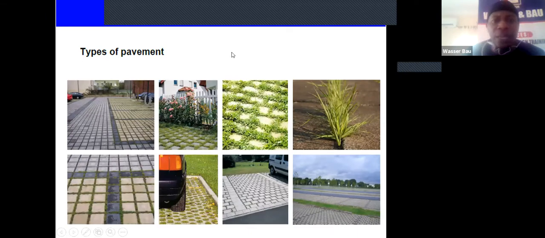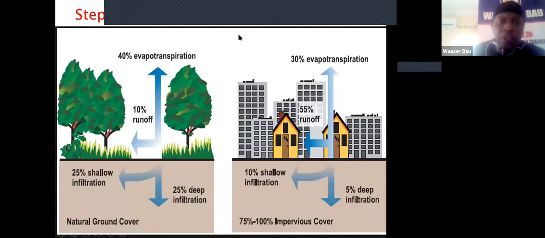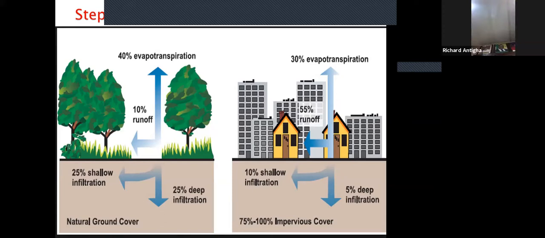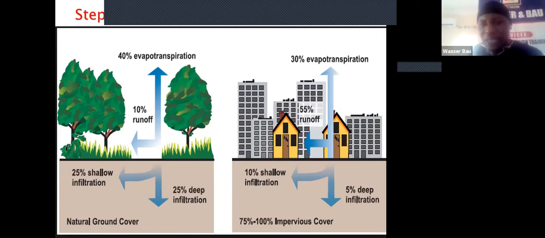So this is an example of infiltration. If you're looking at the one on your left, you see that there is a lot of deep infiltration and shallow infiltration, and a lot of evapotranspiration. So the runoff is just 10%. Whereas on the one on your right, you'll be looking at only 30% evapotranspiration because they are not greens. And because there's a lot of paving, you only see 5% deep infiltration, 10% shallow infiltration. So at the end of the day, this 55% is now equivalent to 0.5 coefficient of runoff.